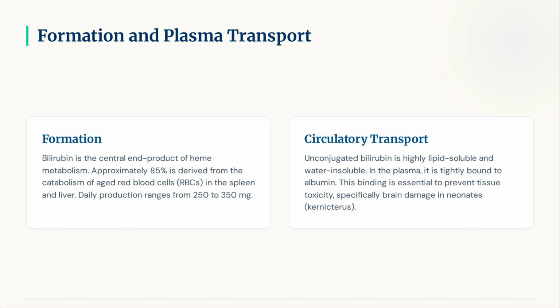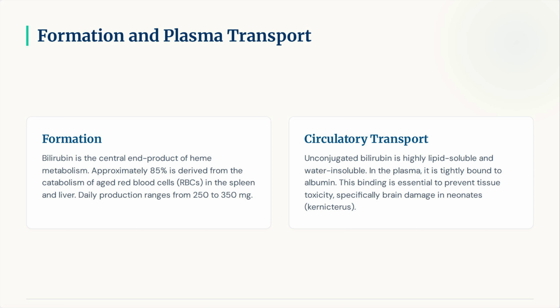To understand bilirubin, we first have to look at its origins. Bilirubin is the central end product of heme metabolism. Every day, the human body produces between 250 to 350 milligrams of it. About 85% of this comes straight from the catabolism of old, worn-out red blood cells, a process handled primarily by macrophages in the spleen and liver.